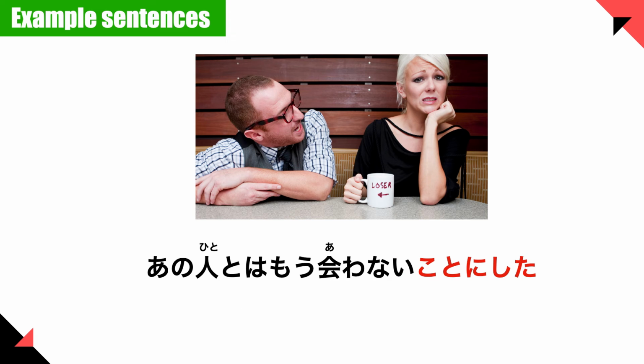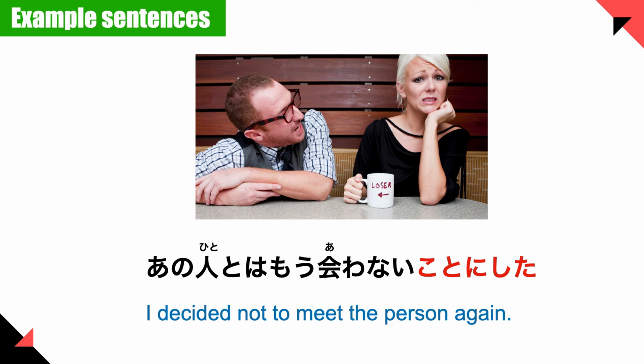Next example sentence. あの人とはもう会わないことにした。 I decided not to meet the person again. Right, so あの人 that means that person. もう会わない, not going to meet anymore. ないことにした that means decided not to. So, あの人とはもう会わないことにした。I decided not to meet the person again.